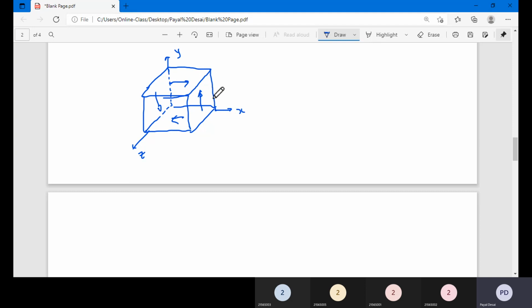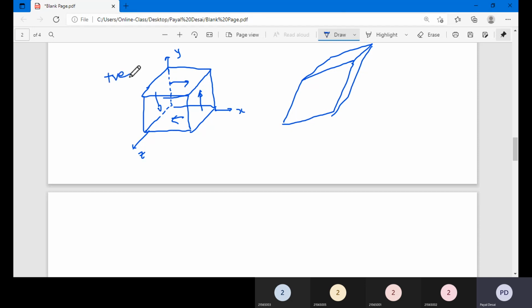Now what will be the effect of this? Under the action of this shear force or shear stress, whatever you want to call it, it will try to slide, and the top and bottom surfaces also try to slide. Basically this will distort the element. So how will the distorted element look? It will look something like this. It will look like a rhomboid.